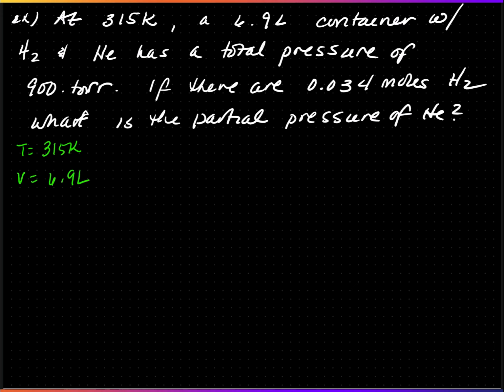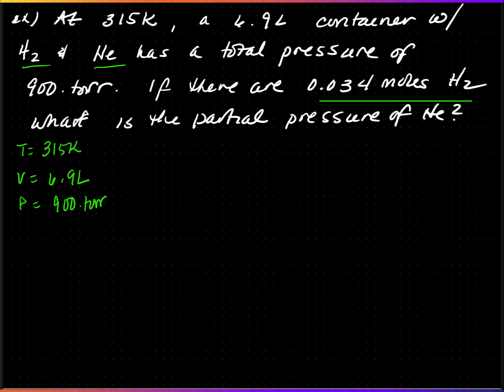It contains H2 and helium, so we already know this is Dalton's partial pressure because there is more than one gas, or a mixture of gases. The total pressure, P, is equal to 900 torrs. We know the moles of H2. What is the partial pressure of He? So in order to find the partial pressure of He, we need to find the moles of He.